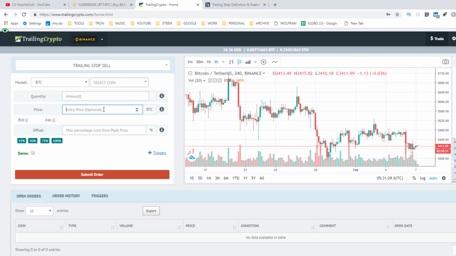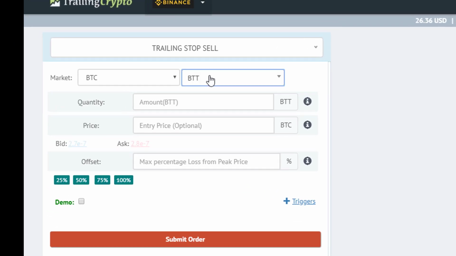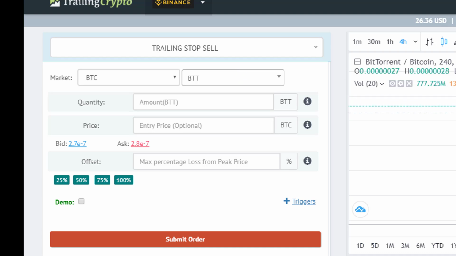I'm going to put in a couple of different things here. The entry price is optional. Let's just pretend that I bought the BTT, let's actually go to BTT first. Let's say I bought it today at 28 sats. So I'm going to put 28 sats in. Actually, you have to put all the zeros in here: 0.00000028. Now, this is where it gets interesting. I'm going to hit 100%. I've got $2.76 in BTT. I'm rich.